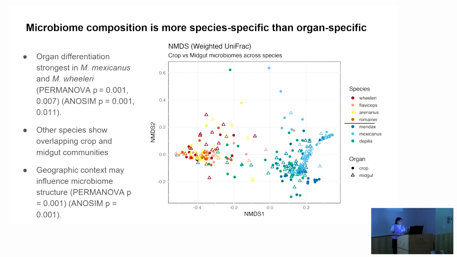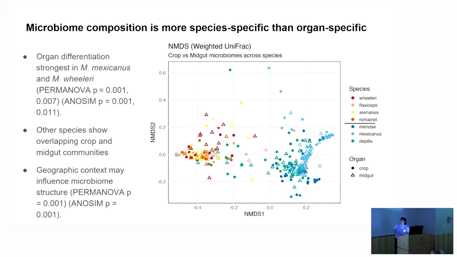What we see is that most of the samples cluster by species, with the exception of mexicanus and Woolleri. Mexicanus is in the light blue, Woolleri is in the dark red, where there is some sort of separation and clustering of the crop and the midgut. And that was statistically proven with PERMANOVA and Anderson.